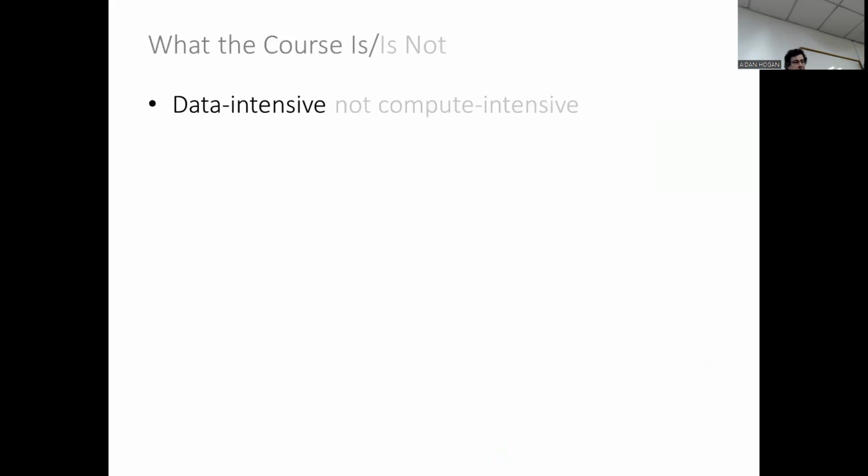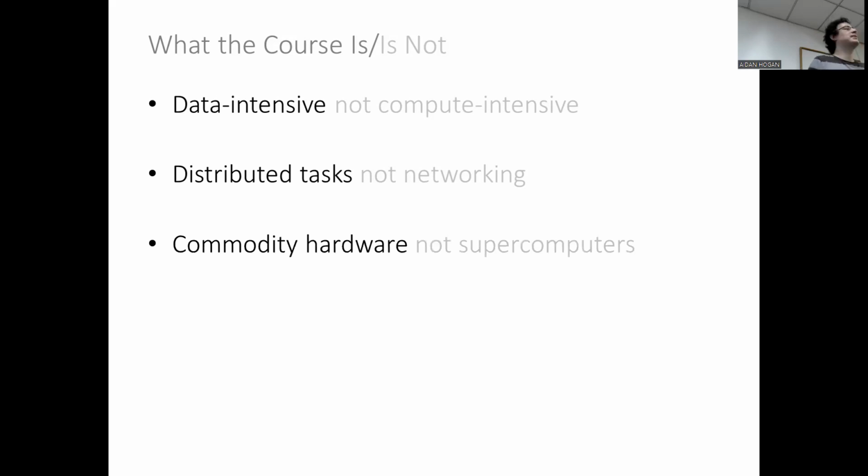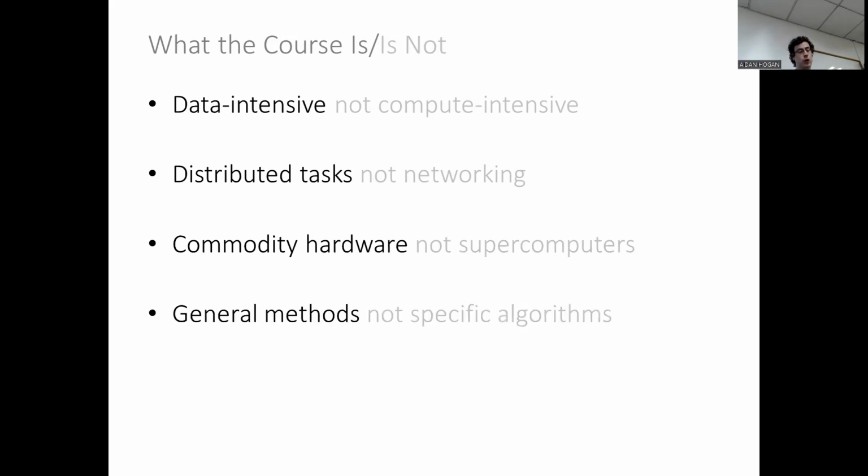About the course, briefly: data intensive, not compute intensive. We're going to be talking about distributed tasks, not networking. I'm far from an expert on networking. I guess people here who took networks would know a lot more about networking than myself. Commodity hardware, not supercomputers. We're not talking about the Cray or supercomputation type frameworks. We're also not going to be talking too much about GPUs and so forth, because although they're very useful, it's a different type of processor. It will be another course. General methods, not specific algorithms. We're going to look at specific algorithms in the context of labs, but it's more just as examples.